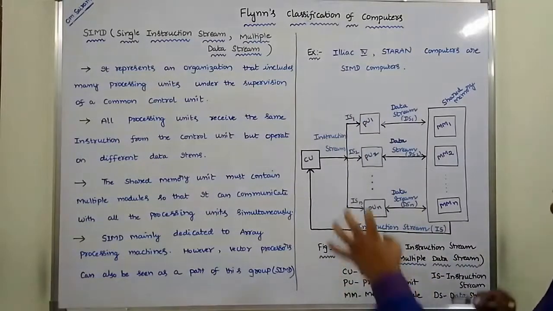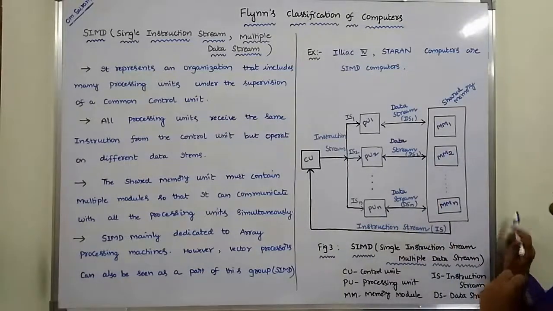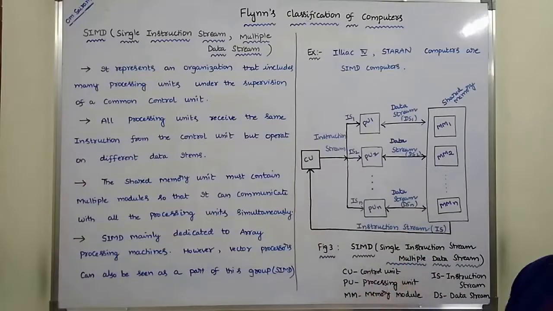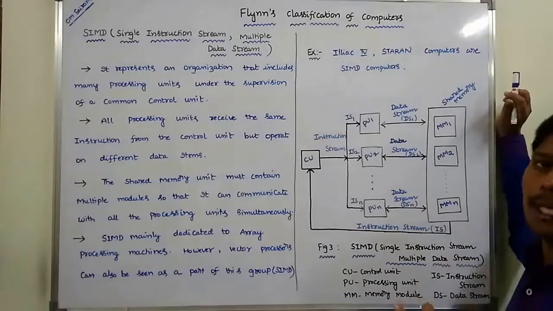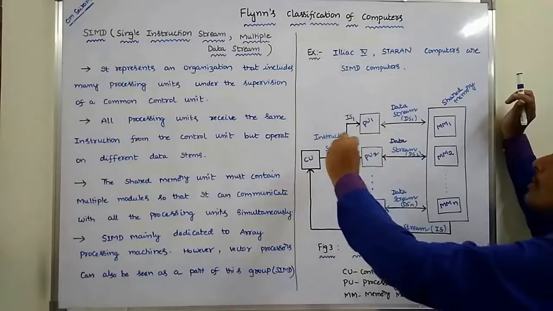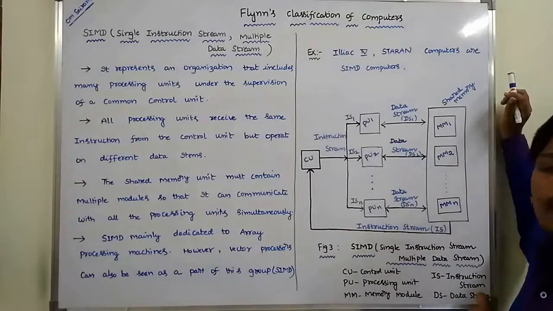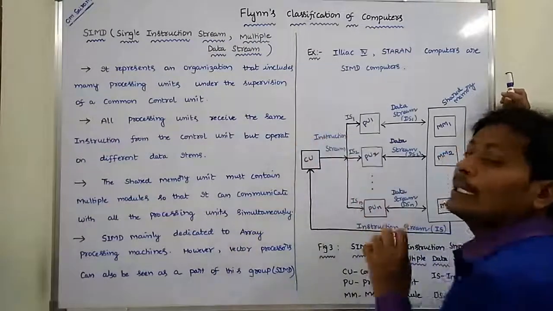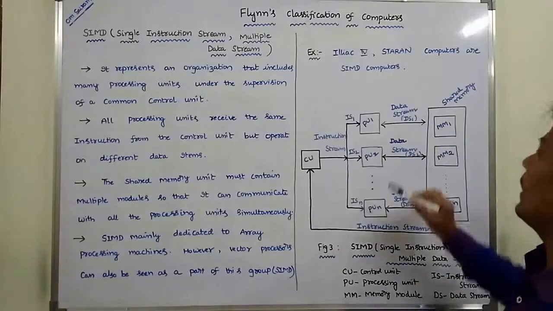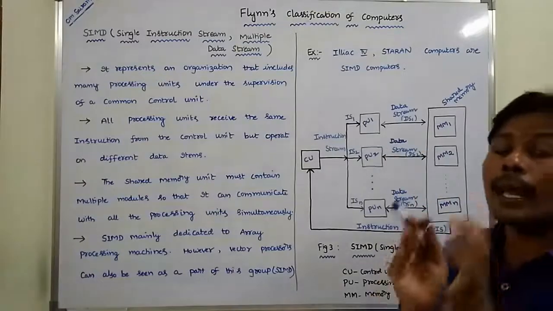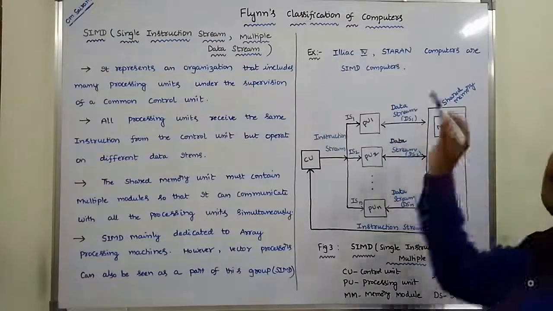Now the control unit receives the instructions stored in shared memory in the form of an instruction string. All the instructions are stored in the shared memory. The control unit reads the instructions from the shared memory for decoding. Next, the control unit sends the same instruction to the n processing units, where the n processing units execute the same instruction on different data streams.